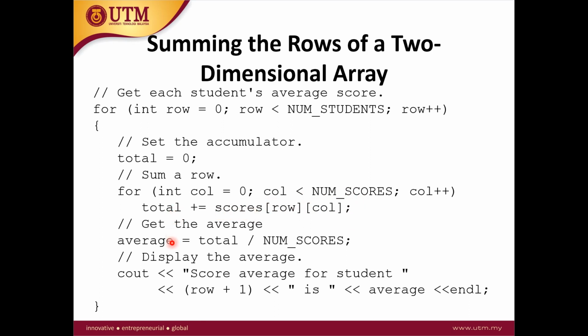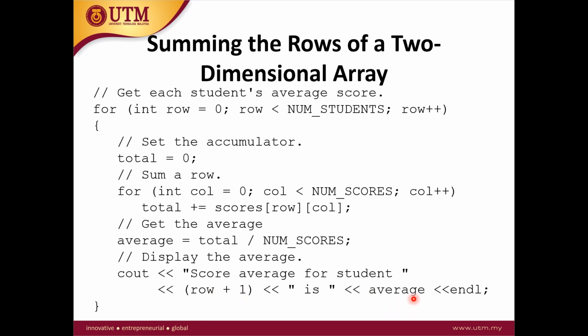Then it comes here, it calculates the average equals to the total divided by the number of the scores, which is 5, and then we are displaying the average, which is going to be the student number. 0 plus 1 is going to be the student number.